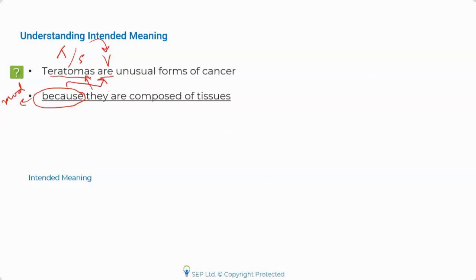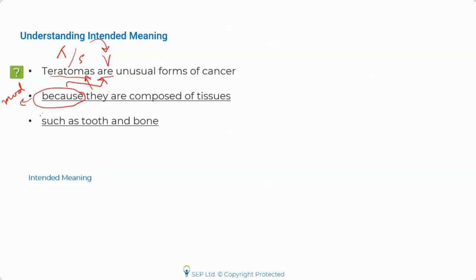So teratomas are unusual forms of cancer because teratomas are composed of tissues. That doesn't really make sense. I'm sure they will talk more about these tissues. So something is wrong with the tissues with which these teratomas are composed. Let me see what they are. They are composed of tissues such as tooth and bone. Now my brain is thinking, are the teratomas composed of tooth and bone? No. That doesn't make sense.